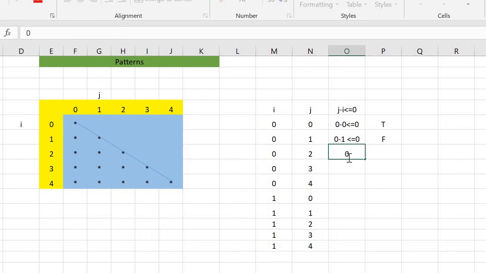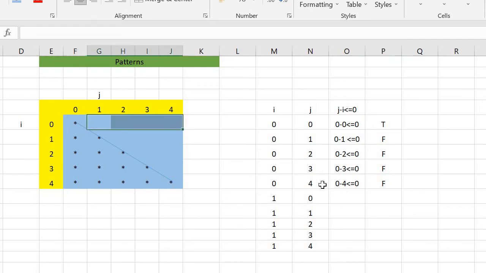For the next equation, 0 minus 2 is less or equal to 0 again. Is the condition true? No, because 0 minus 2 will be minus 2. Therefore, this condition is also false. If the condition is false, it will be printing space. Again, 0 minus 3 is less or equal to 0. The condition is false. For the next one, 0 minus 4 is less or equal to 0. The condition is true or false? It is again false. Therefore, only one time the asterisk has been printed and 4 times the spaces have been printed. After that, we have said println, that is a new line should be inserted. Therefore, a new line should be inserted over here.